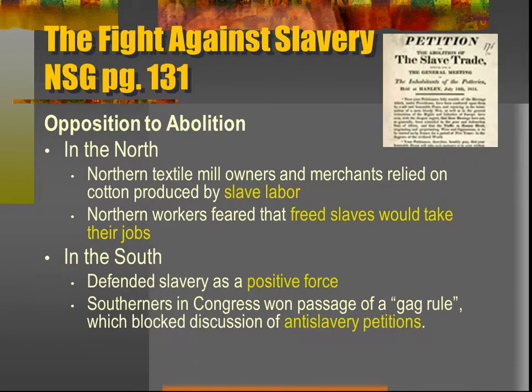In the South, they defended slavery as a positive source, that it was actually a good thing. And Southerners in Congress won passage of a gag rule, which meant that John Quincy Adams, for example, couldn't read anti-slavery petitions in Congress. The gag rule basically ended any discussion of ending slavery in Congress.